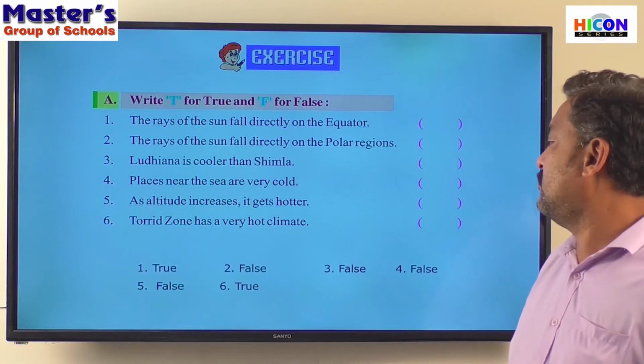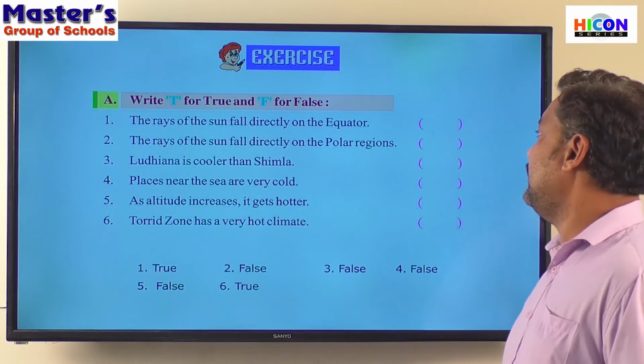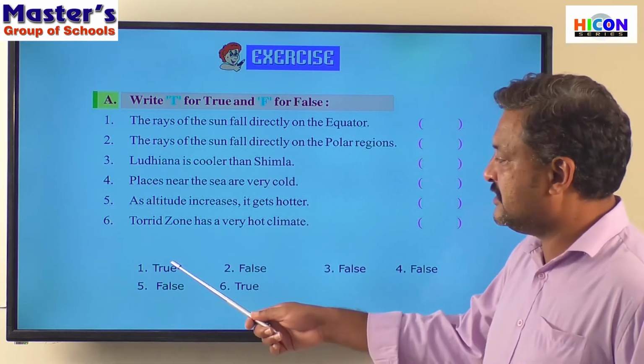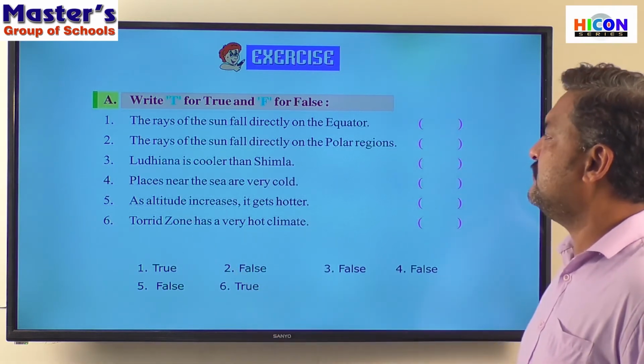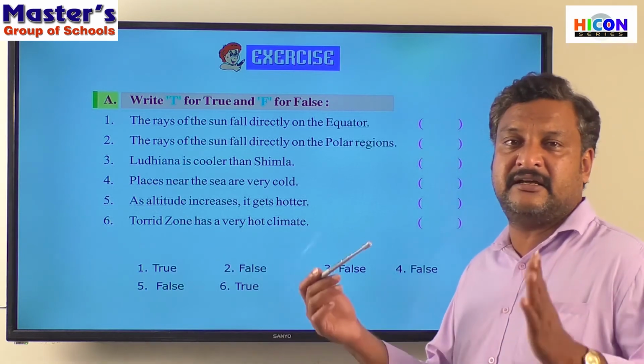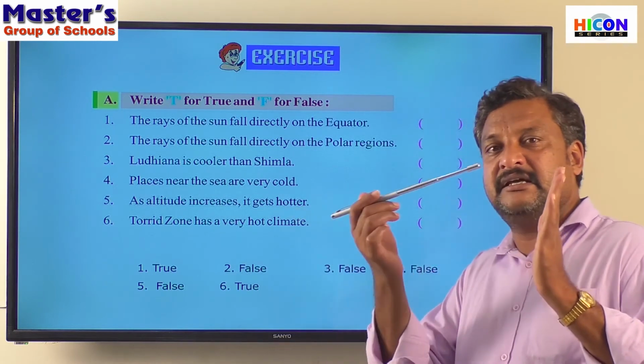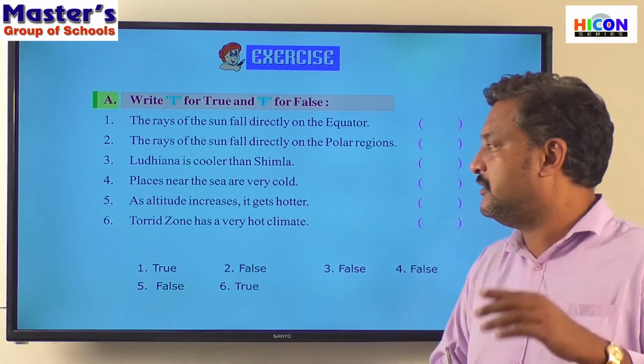Okay. So we will check the answers once again. See, the rays of the sun fall directly on the equator is a true statement. The rays of the sun fall directly on the polar region is a false statement because there it does not fall as a direct hit, but it is a slanting one. Okay.